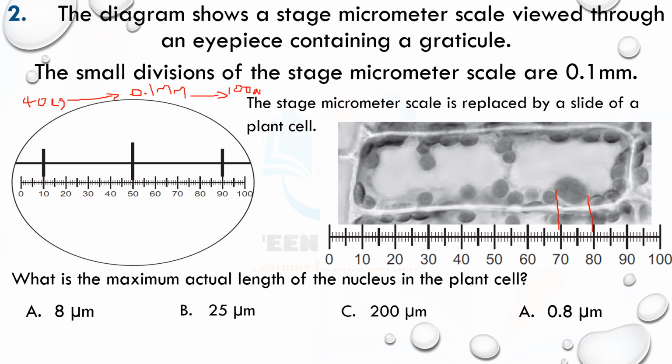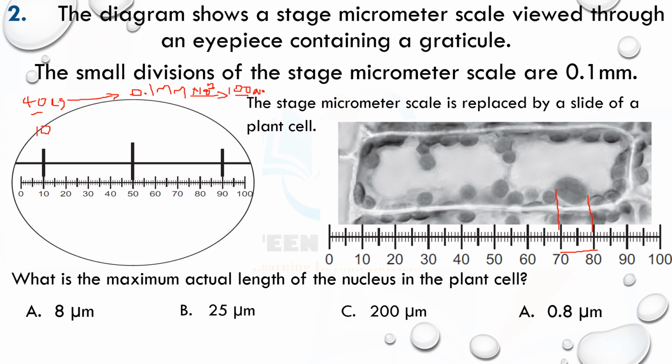So that means that 40 gives me 100 micrometers. Because if you multiply 0.1 by 1000, remember, if you are moving from millimeters to micrometers, multiply by the factor 1000, that is 10 to the power 3. Don't forget that. Remember, here we got 10 divisions from here to here. If 40 divisions gives me 100 micrometers, 10 divisions will give me what?